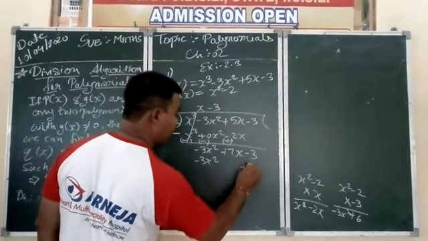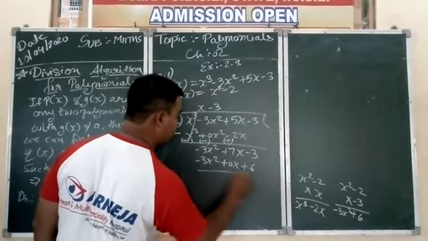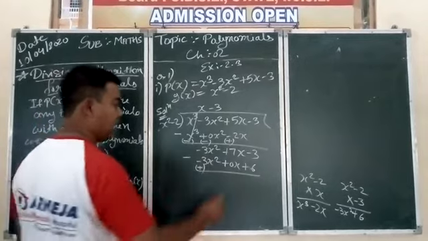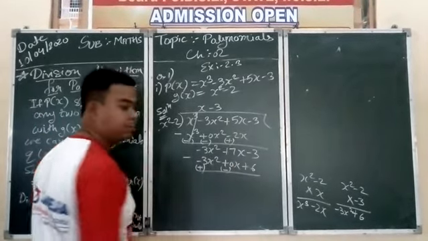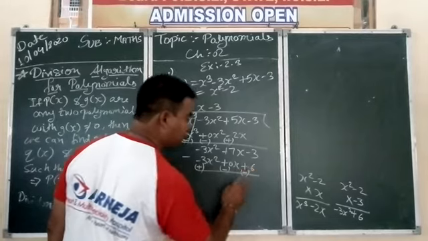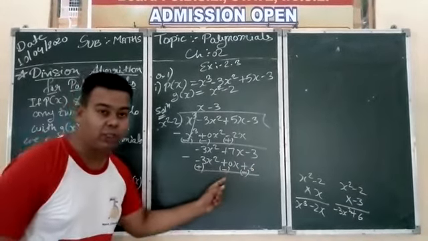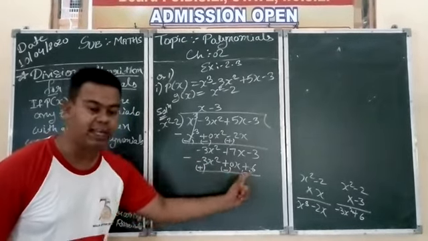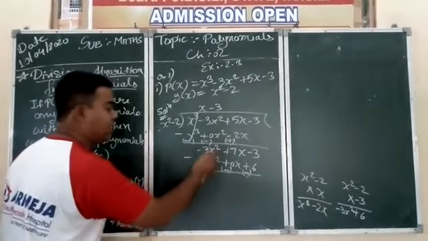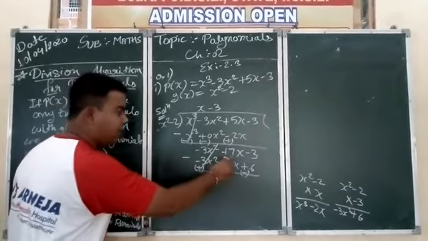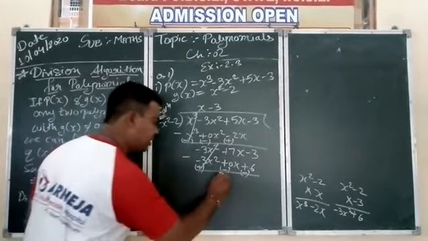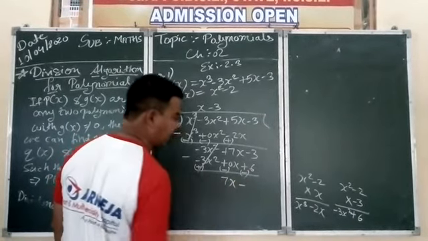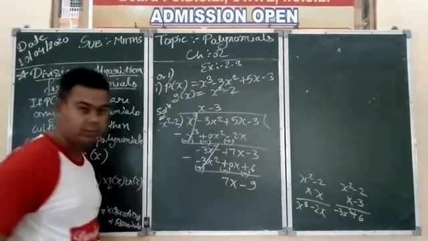Minus sign changes into plus and plus sign into minus. We change the sign also, because in subtraction all the signs of the lower equation should be changed. So minus 3x square plus 3x square cancels. 7x minus 0x, so the answer is 7x, and minus 3 minus 6 is minus 9.